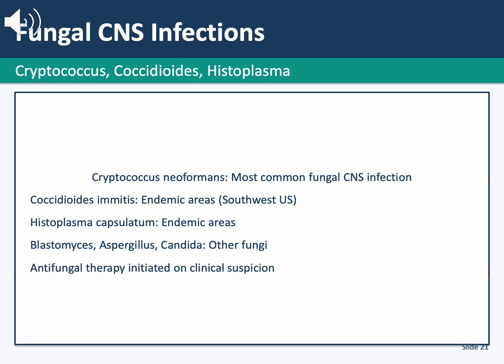Other fungal pathogens include Blastomyces dermatitidis, Aspergillus species, and Candida species. CSF analysis typically shows lymphocytic pleocytosis, elevated protein, and low glucose. Fungal cultures may take weeks to grow. Antigen detection and molecular testing can provide more rapid diagnosis. Antifungal therapy should be initiated promptly based on clinical suspicion.